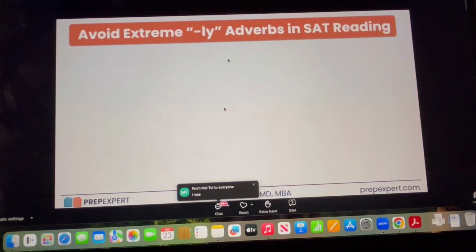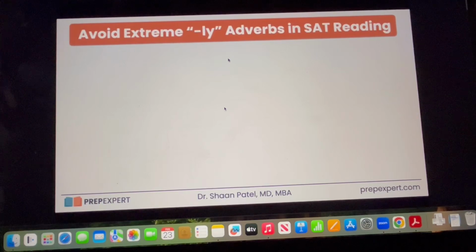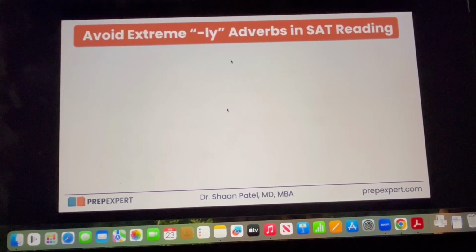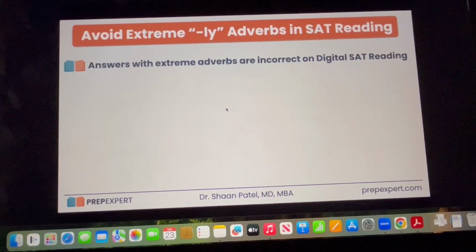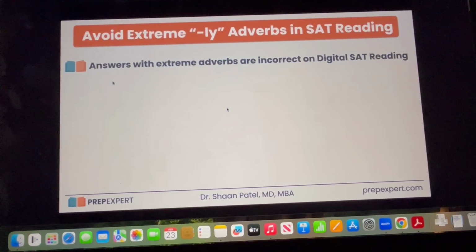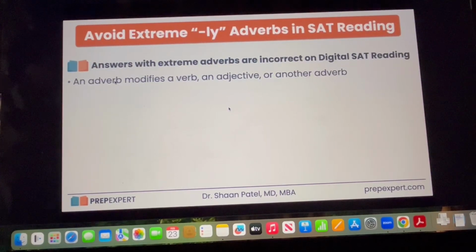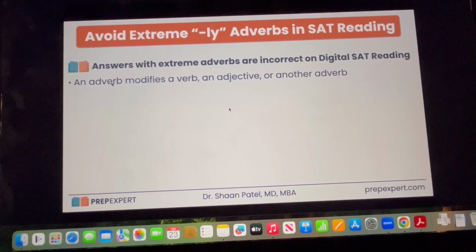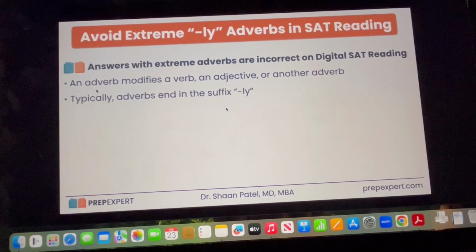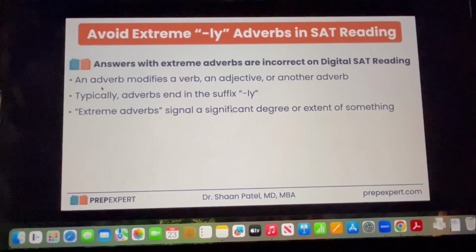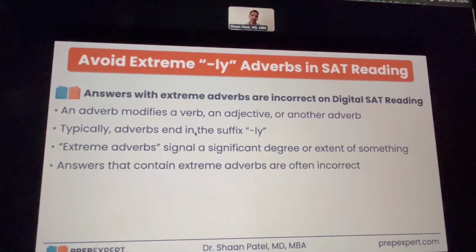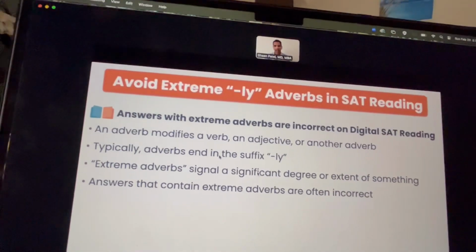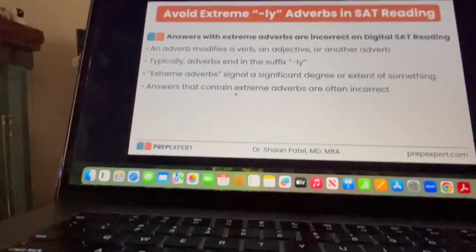All right. So you want to avoid extreme ly adverbs on SAT reading, as well as ACT reading, PSAT reading, etc. So answers with extreme adverbs are often going to be incorrect on digital SAT reading. So first of all, what exactly is an adverb? An adverb is something that modifies a verb, an adjective, or another adverb. Really, an adverb often ends in the suffix ly, but an extreme adverb signals a significant degree or extent of something, okay? Answers that contain extreme adverbs are often going to be incorrect on digital SAT reading questions.